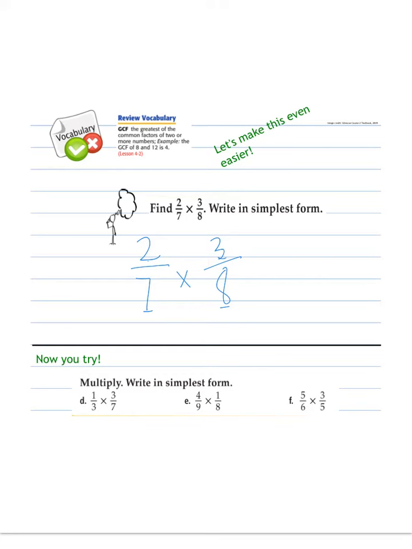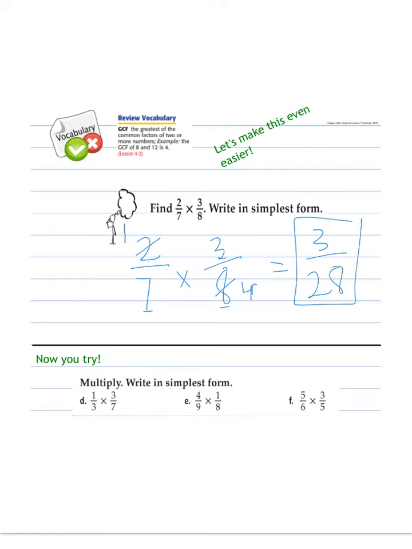Now look at the 2 and the 8. I know that 2 goes into 2 one time, and 2 goes into 8 4 times, so we can simplify those first. Now we do our multiplication. 1 times 3 is 3. 7 times 4 is 28. Okay? So our answer is 3/28.